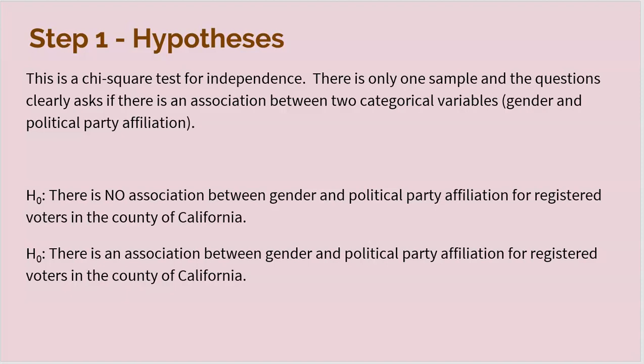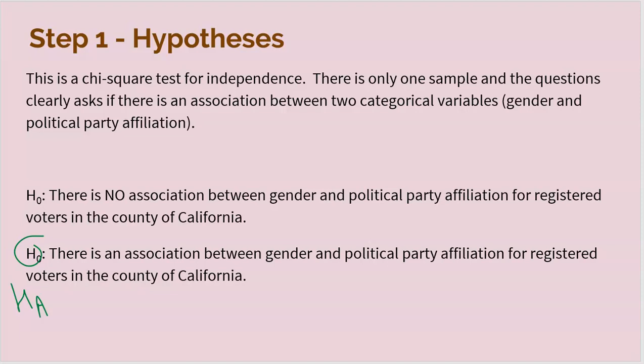And the alternative, again, sorry, there's a little typo there. Should be a little H sub A there. The alternative is that there is an association. Something about being a male makes me more likely to do this or less likely to do that.